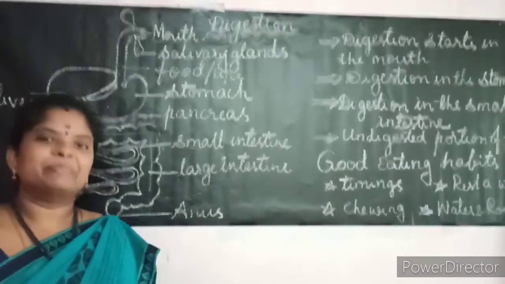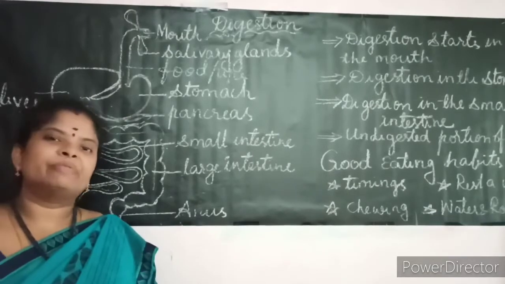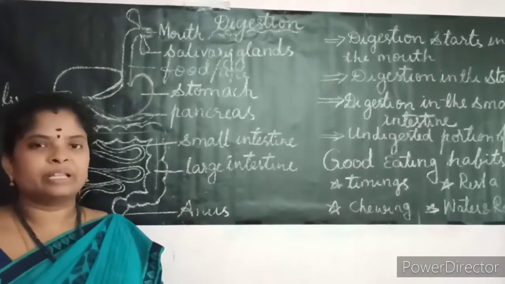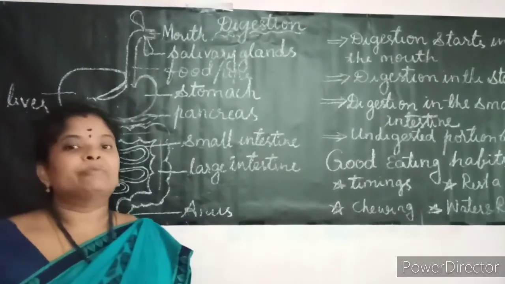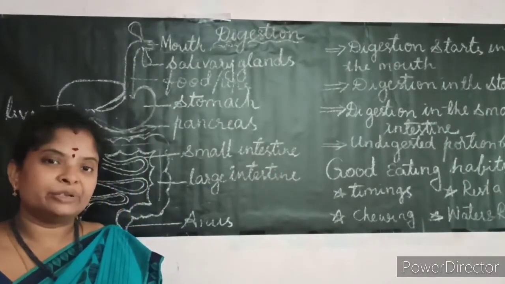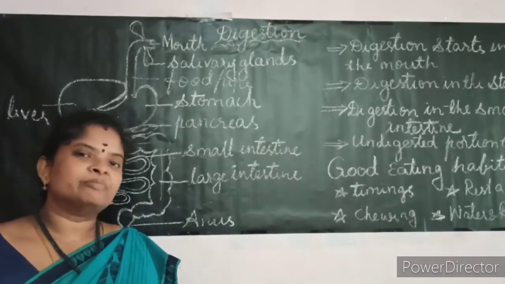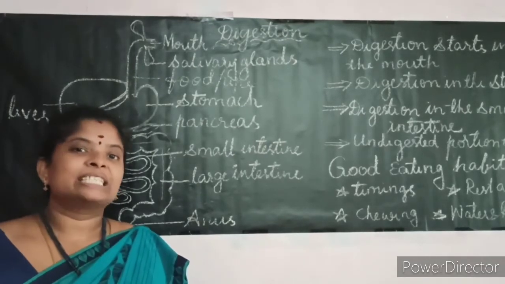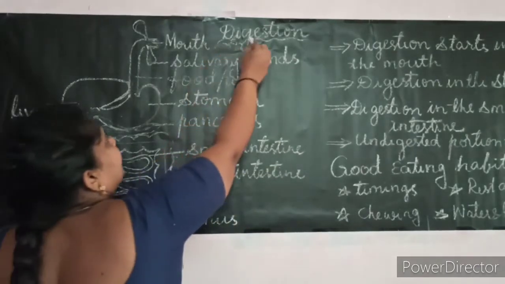Hello children, in the previous lesson we learned about food and its importance, the different types of nutrients, and how the nutrients help us in bodybuilding, giving energy and fighting diseases. The food that we eat cannot be taken in by our body as it is. It should be made into a simpler form to be absorbed by our body. The process of making food into simpler form inside our body is called digestion. Today let us learn about the lesson digestion.